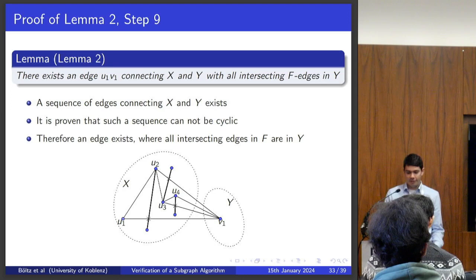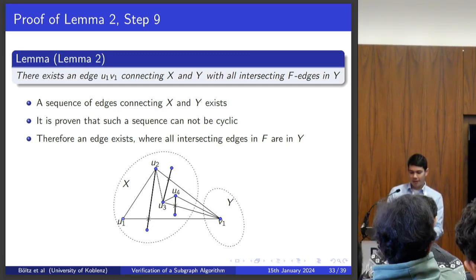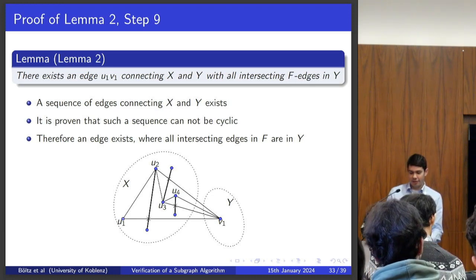And with this, we see that there exists a sequence of edges connecting X and Y, and we prove that this sequence is not cyclic. Therefore, at the end of the sequence, in this case it would be V1, U4, there's an edge where all remaining intersecting edges in F are in component Y.